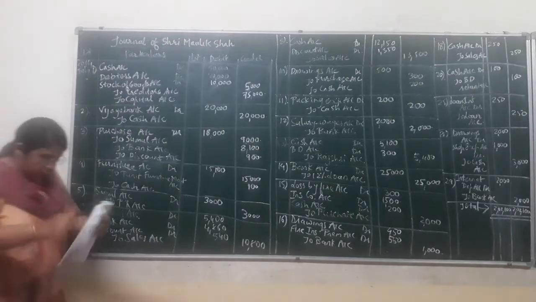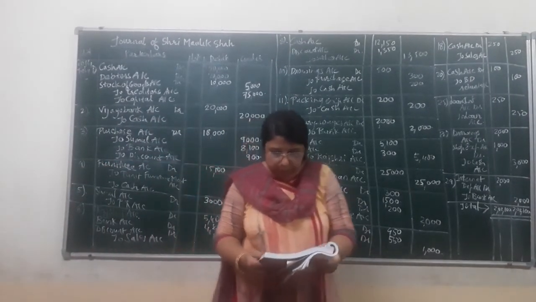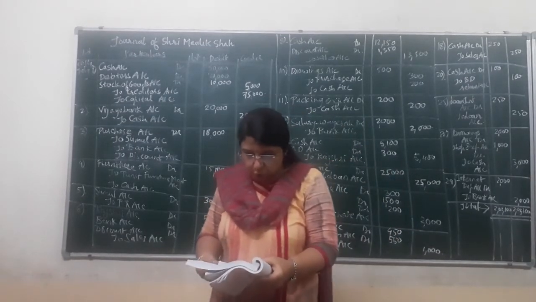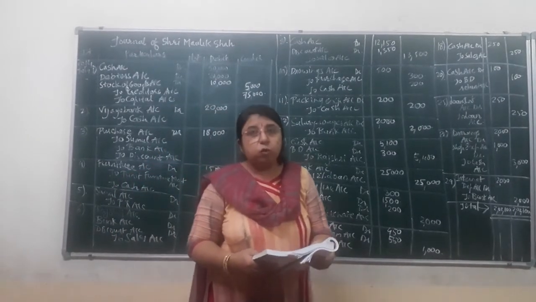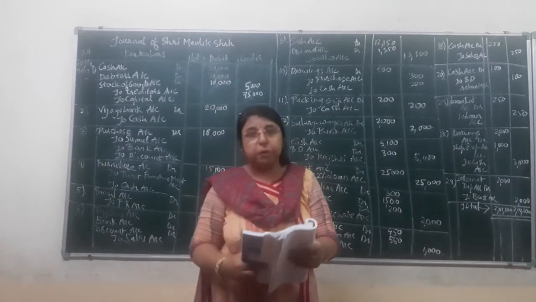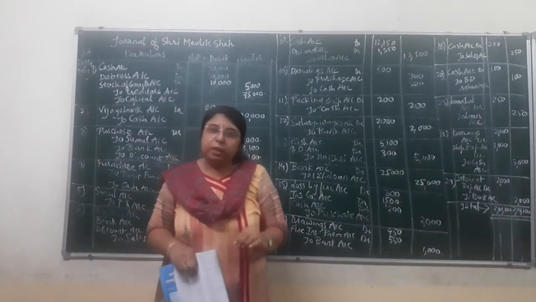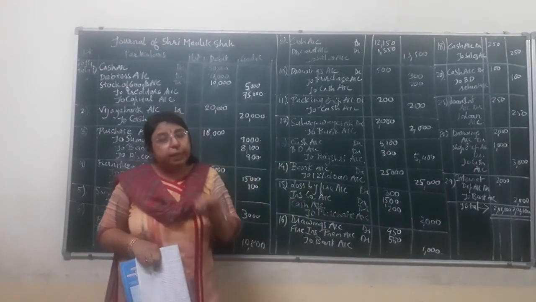Next one, that is third date. Goods of rupees 20,000 purchased from Sumul at 10% credit discount and 10% cash discount. Paid half amount by check. Now we have purchased the goods from Sumul, the goods worth rupees 20,000. On that there is both 10% credit discount and 10% cash discount. First of all, we have to count the trade discount. On 20,000, 10% would come to 2,000. So the remaining balance would be 18,000.